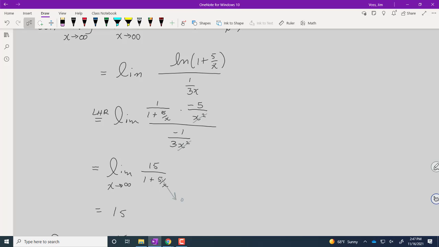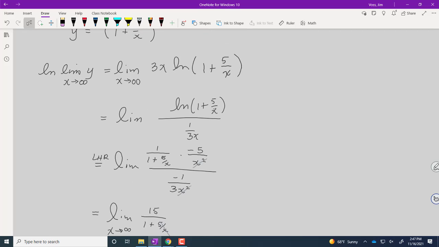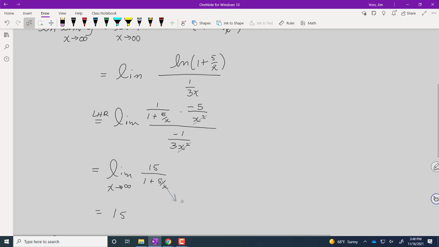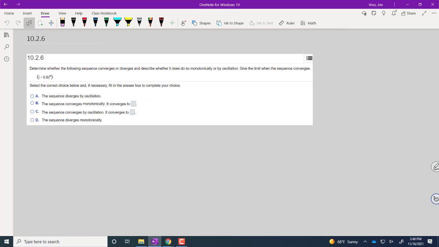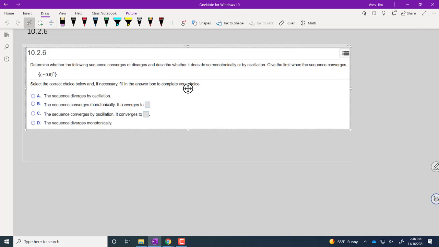You could factor out the 3 before shoving it in. Absolutely. So right here, you could have pulled the 3 out and just made this 1 over x. Notice in the end, we had to multiply by 3 when we flipped it here, so you could have done it there, or you could have moved it out in front. Either way, it's going to give us e to the 15th. What kind of sequence is this?